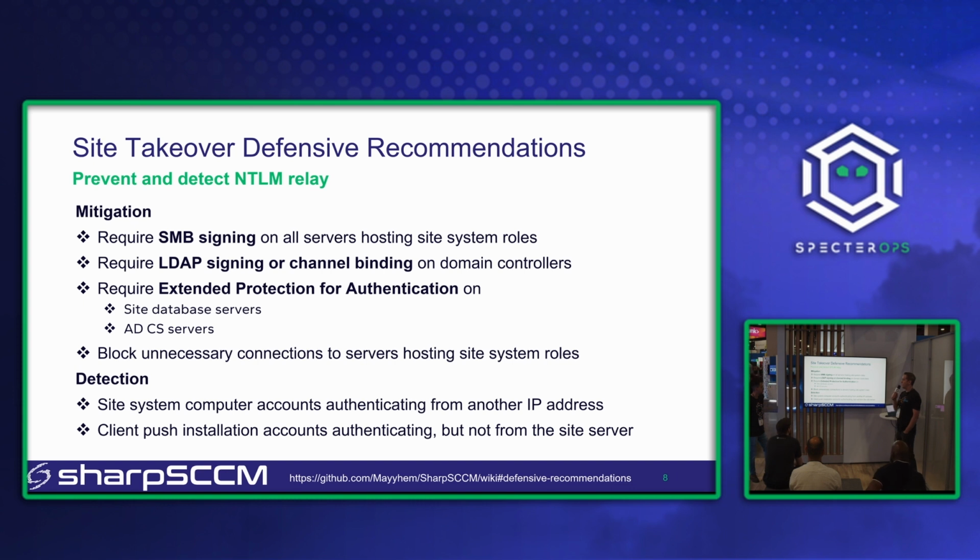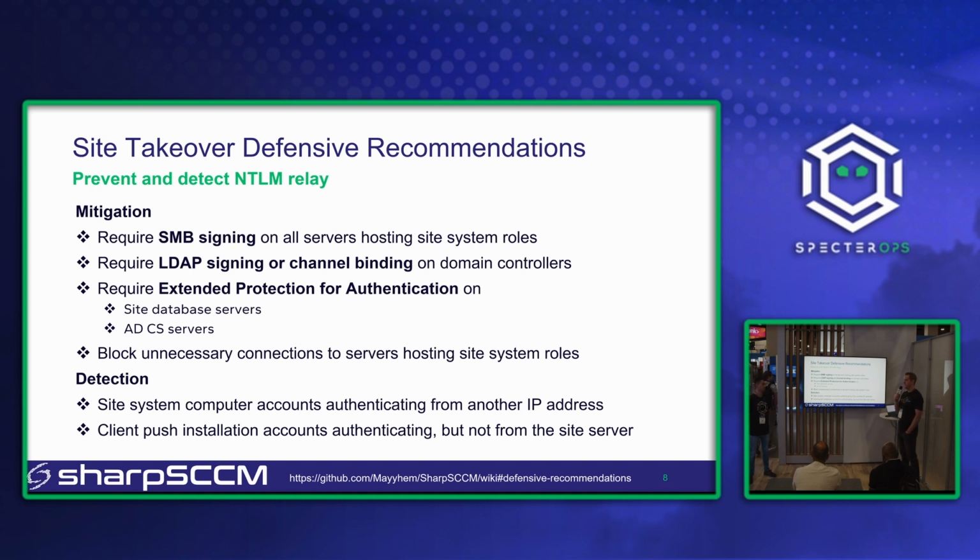So you can require SMB signing on the servers that are hosting site system roles. That will prevent the relayed credentials from being able to authenticate there. Same thing for the MS SQL attack that we did. If you require extended protection for authentication on your site database servers, that will prevent those relay credentials from being usable. Of course, you can block unnecessary connections to those servers hosting the site system roles, but that will not completely prevent the attack if an attacker proxies through systems that do have connectivity. So definitely those first 3 bullets are the most important mitigations.